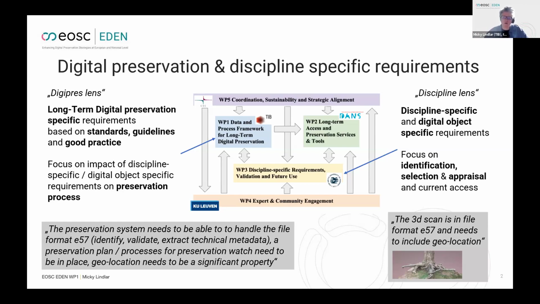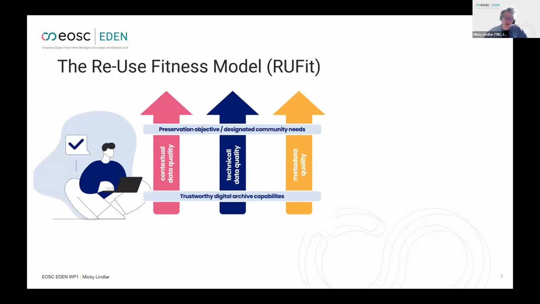So much for the background. What we do in Work Package 1 is very much aligned around the reuse fitness model, or short RUFIT, which we also developed in the early stages in the proposal phase of the project. So the reuse fitness model acknowledges the fact that a digital object has different data quality layers. There's the contextual data quality, so it's the quality of what is actually described in a digital object. Is it of good scientific practice? Is it true? Is it reproducible, for example?